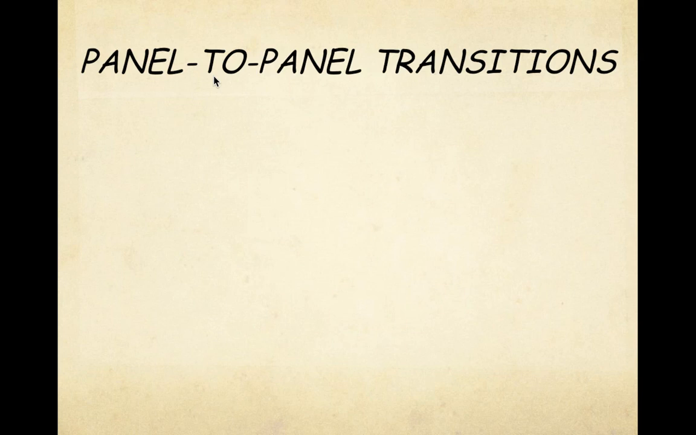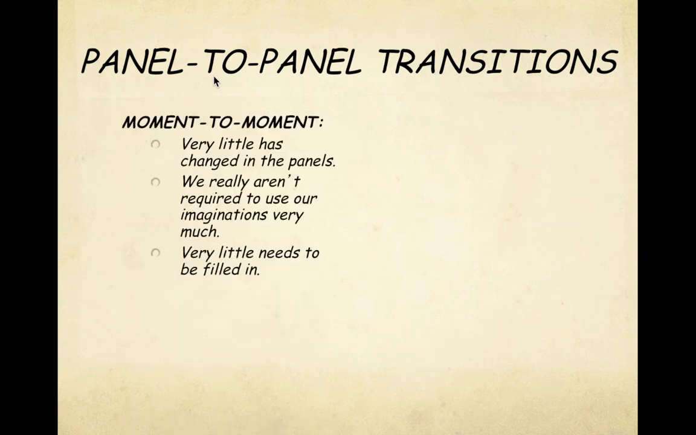Now, there are different types of panel-to-panel transitions. The first type is what's called a moment-to-moment. In this kind of sequence, very little has changed in the panels. We really aren't required to use our imaginations very much to fill in the blank.